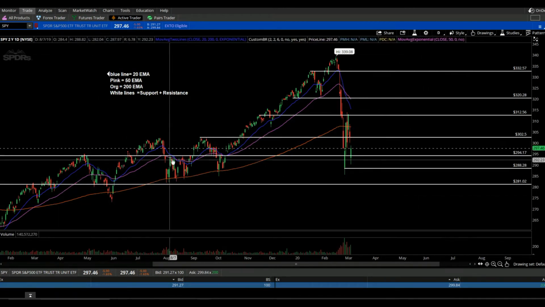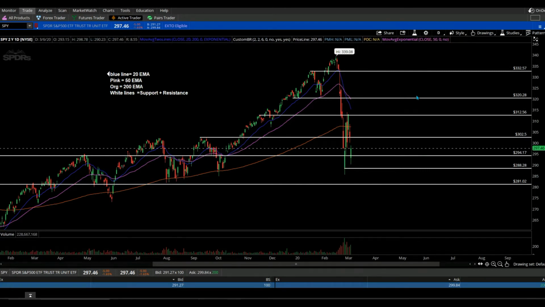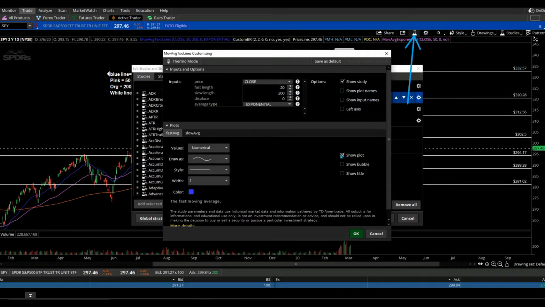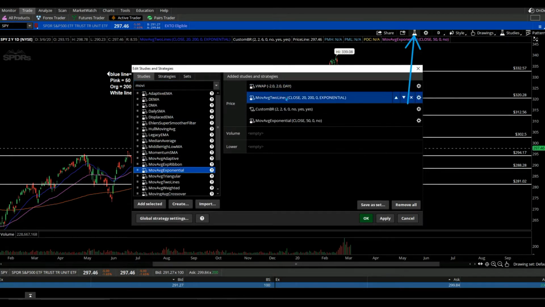So first of all, let me take these moving averages. What we can do is, if you're using Thinkorswim, right up here, we can go to studies, and I have my studies here. So what you can do is click on the cogwheel. If you want to add them, by the way, they're on the left-hand side. You just type in moving average or exponential moving average. And this is all I'm using, this moving average exponential and moving average 2 lines.